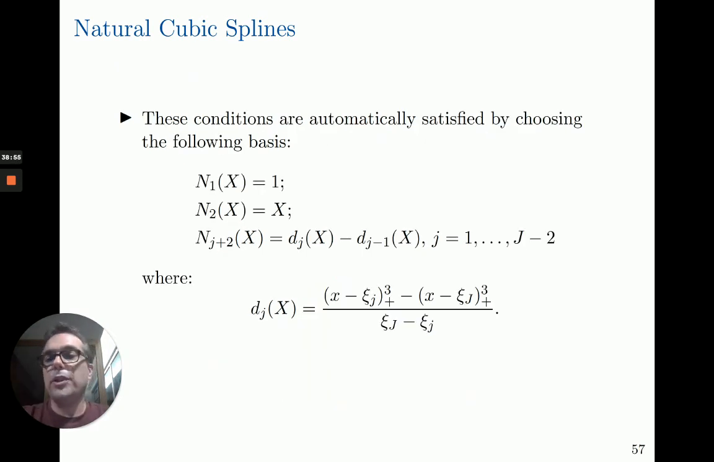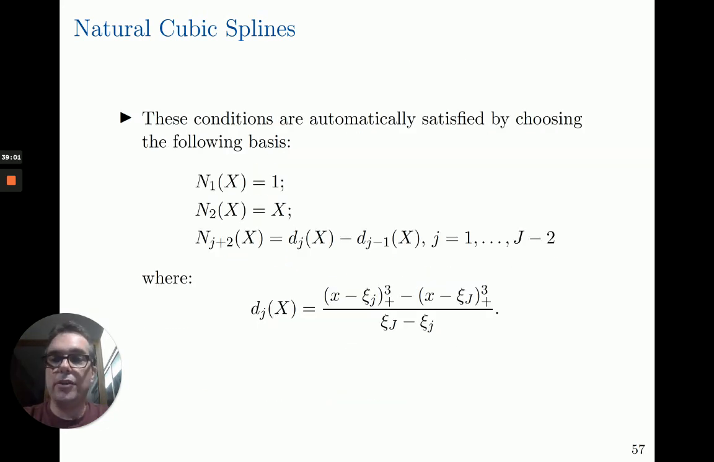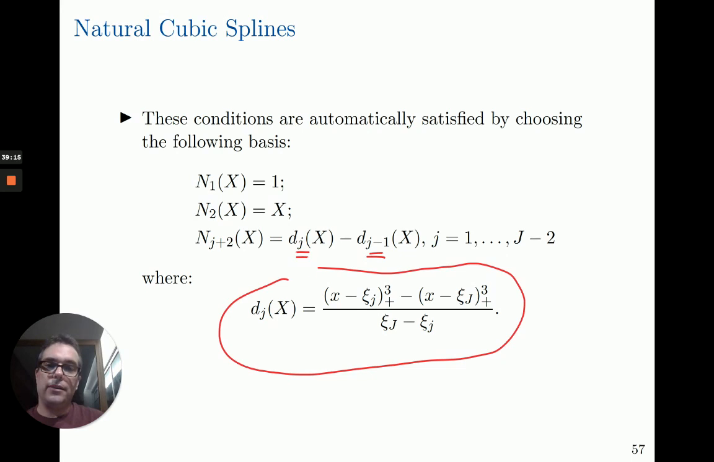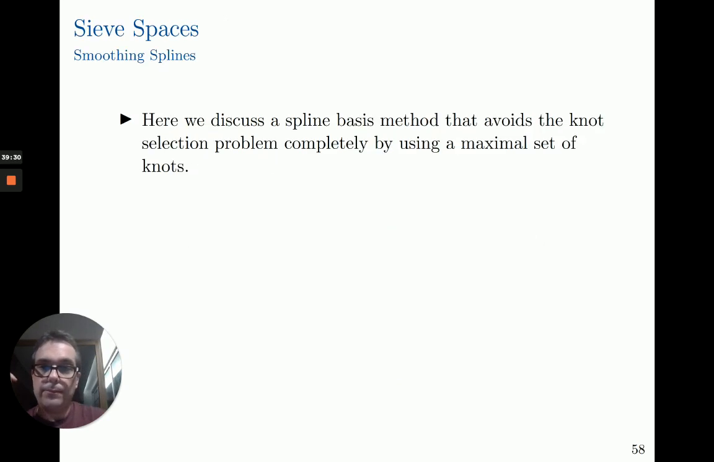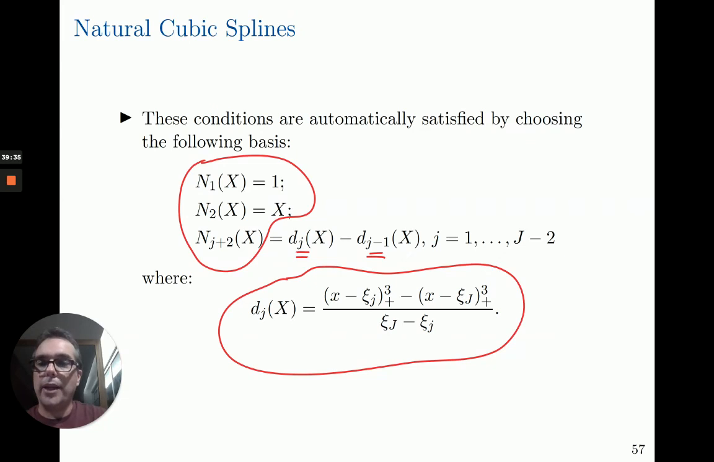So these conditions we can satisfy by setting what we call the natural splines of the function: n1 equals 1, n2 equals x, and then we define n_{j+2} to be the differences between this function d, and d is defined here, okay? And then we can use these basis functions. So for our natural spline, we use these as approximating functions, okay? And that's it.